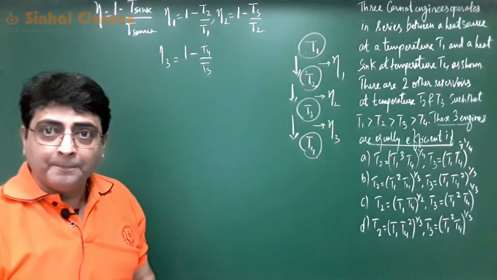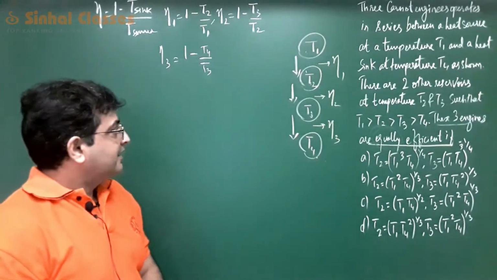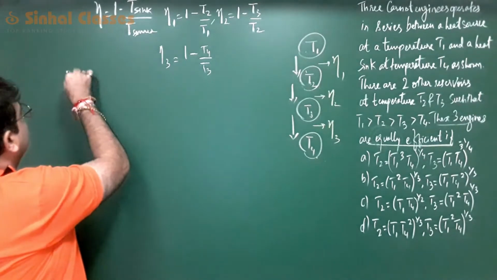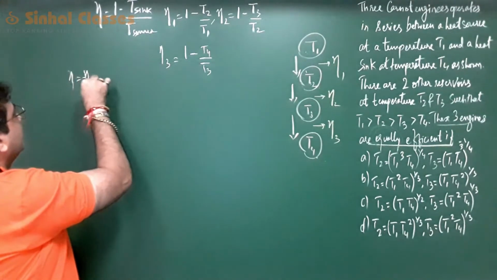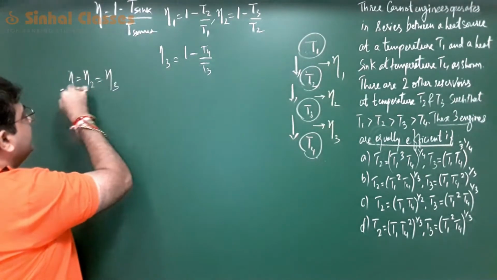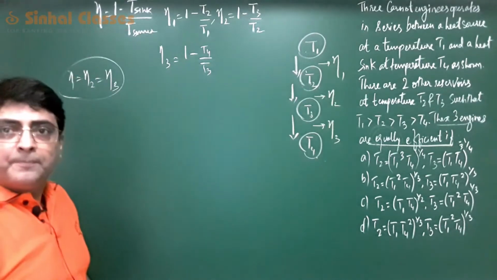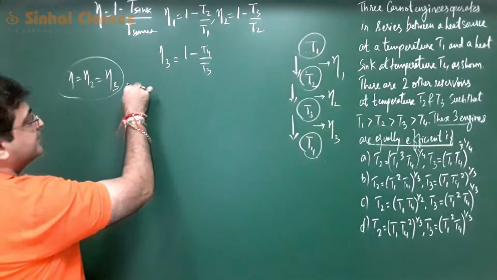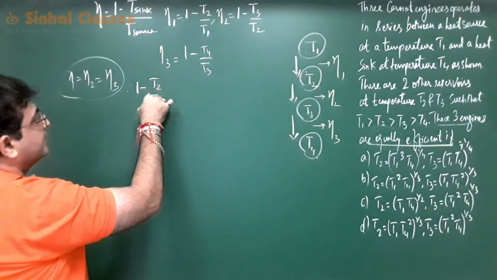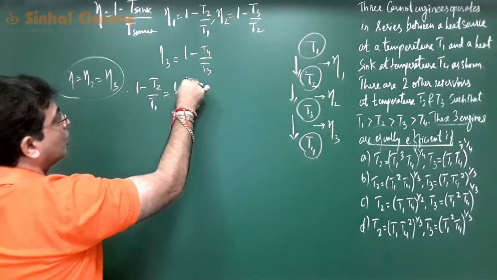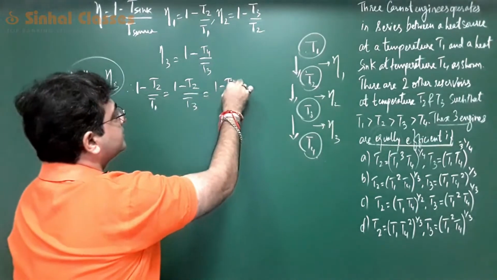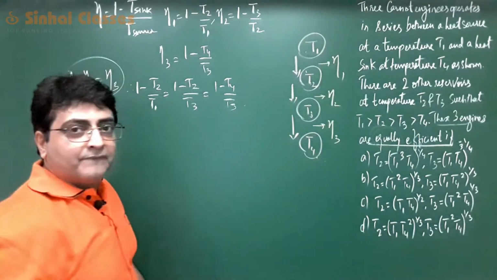It's equal. So now what do I do? Since they are equal, we equate them. Eta 1 is equal to eta 2 is equal to eta 3, and we equate the 3 equations. Now when I equate the 3 equations, what are we going to get? Equating this, it's 1 minus T2 by T1 is equal to 1 minus T3 by T2 is equal to 1 minus T4 by T3.